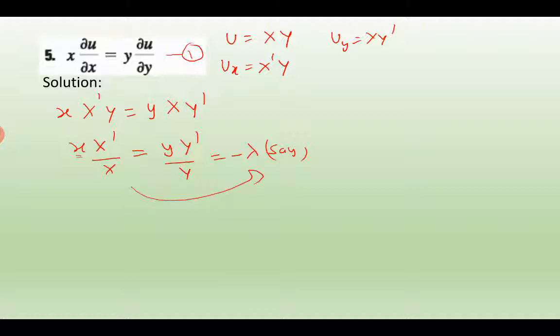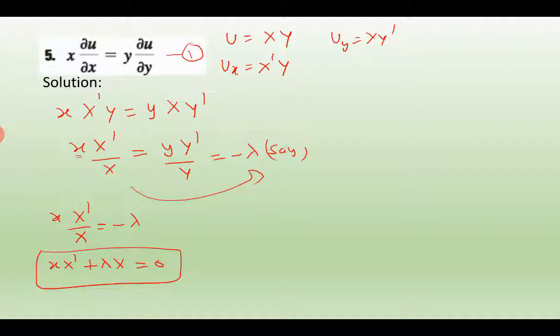Okay. Now compare the first and the last. What do you get? Small x, x prime over x is equal to minus lambda. So small x, x prime plus lambda capital X is equal to 0. This is a first order differential equation with variable coefficient, and you know how to find the solution for this one.